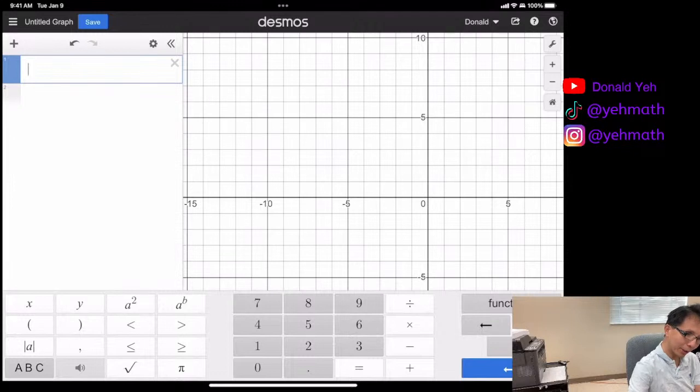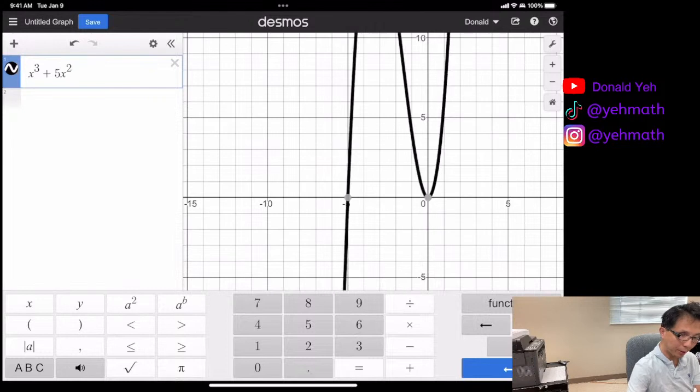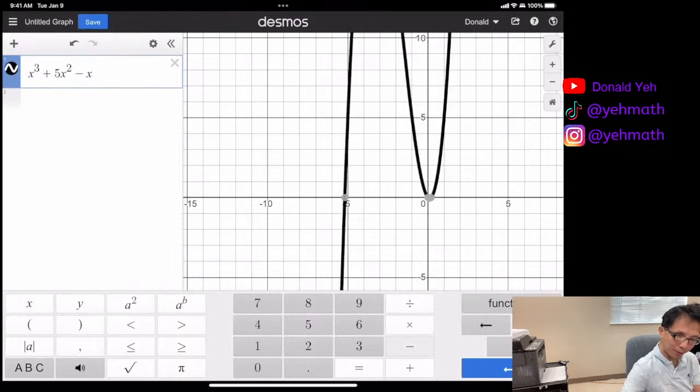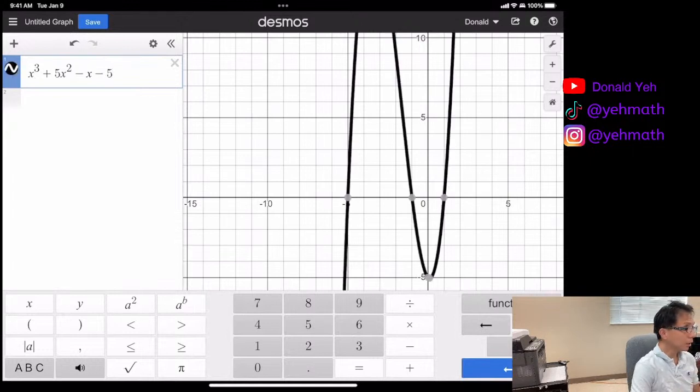But you gotta get smart enough to get there. So one more year, and you had to pass my class. So x to the third plus 5x squared, minus what? X minus 5? Okay, look at here. Where's the solution? Where's the solution? Yes.